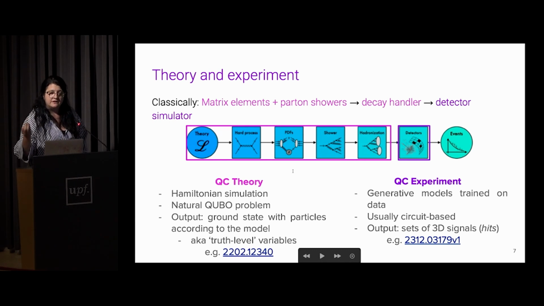But the particles here, as I've said, don't have any detector effects. And how, as experimentalists, as a community, have we dealt with this so far? We take a very different approach. We take generative models, so it's circuit-based, and we try to train them on real data, and we recreate the distributions that we see. So we are very agnostic in that sense. We don't make any assumptions on the physics. And then as an output, we want to get the electric deposits or the energy deposits that we see.